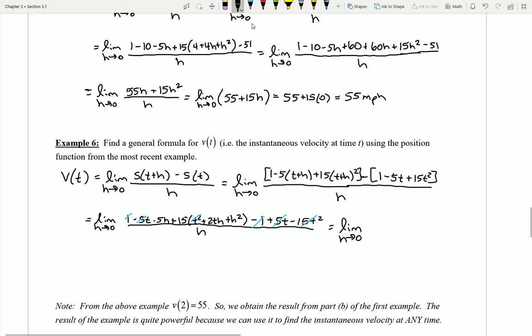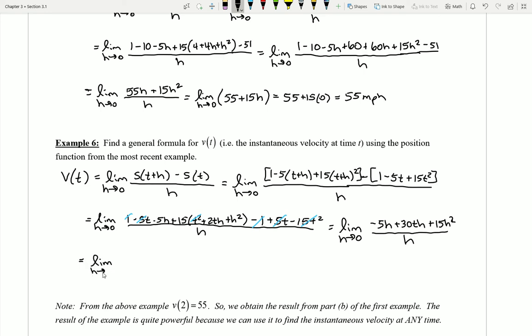So let's think about what we really have left. What I'm going to have remaining is a minus 5h, a plus 30th and a plus 15h squared. This is what I'm going to have. And I still have the same problem that I did before at this step, where I can't plug in 0 yet. But notice, everything in the numerator still has an h involved.